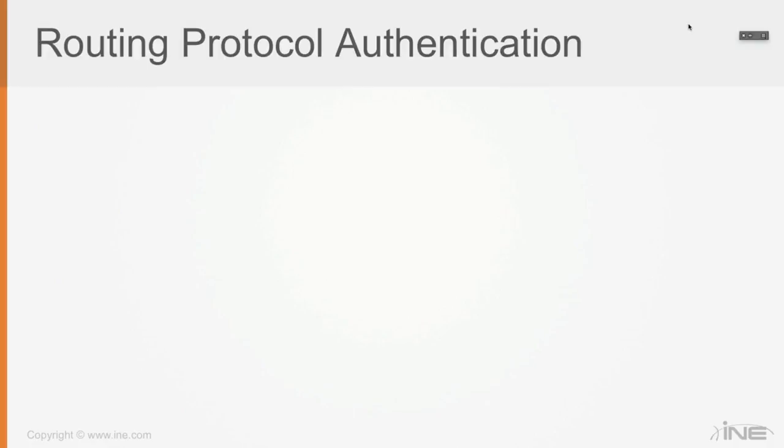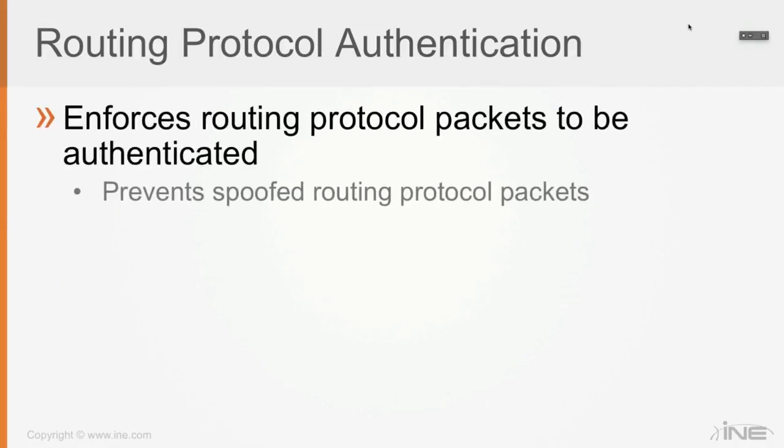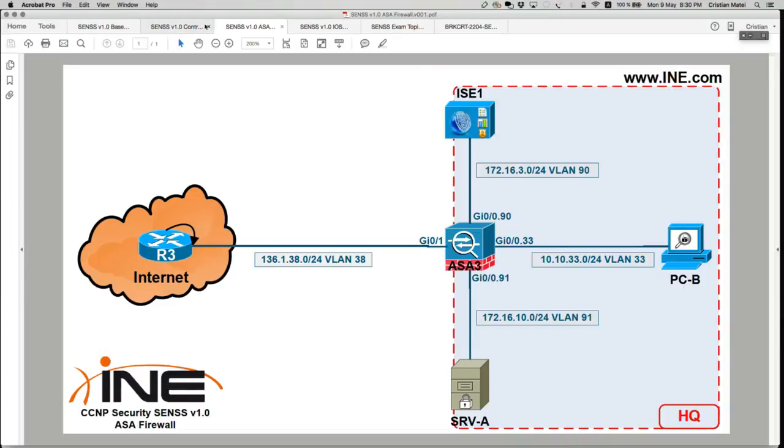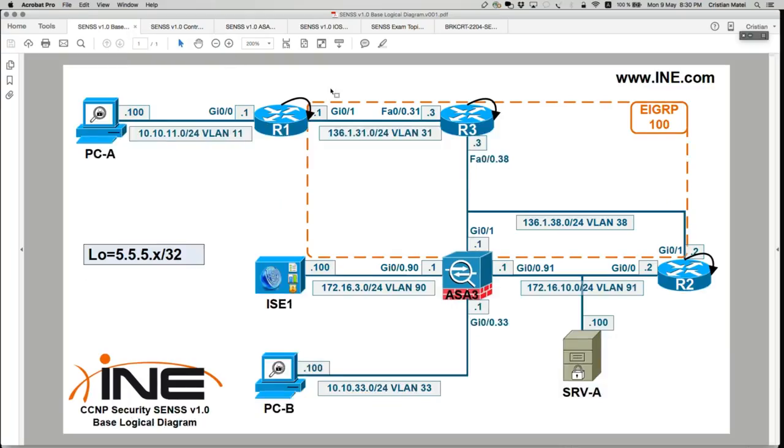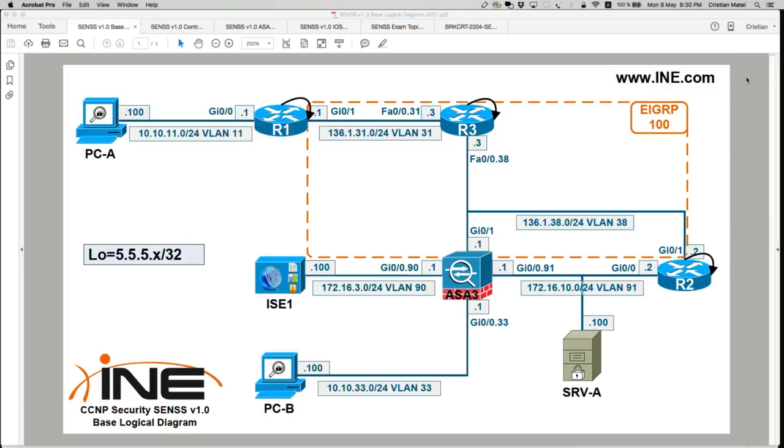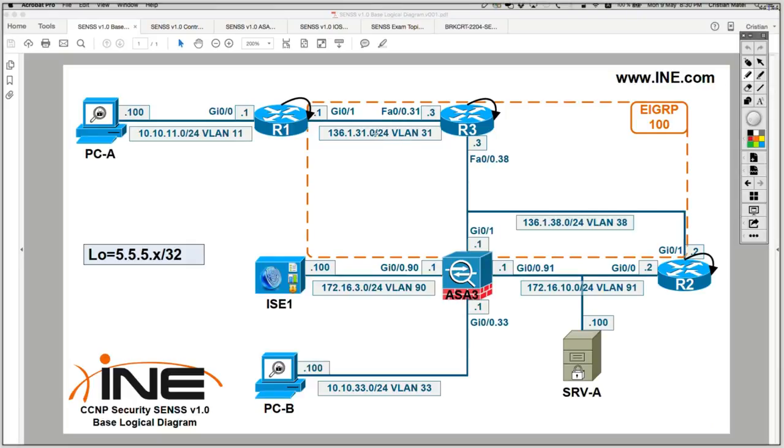Now, routing protocol authentication enforces routing protocol packets to be authenticated, all routing protocol packets. So this is a security feature used to prevent spoofed routing protocol packets. For example, if we run EIGRP in here in AS100, somebody could also connect, like in here in VLAN 31, an attacker, and start sending EIGRP packets to both router 3 and router 1, possibly spoofing the source.